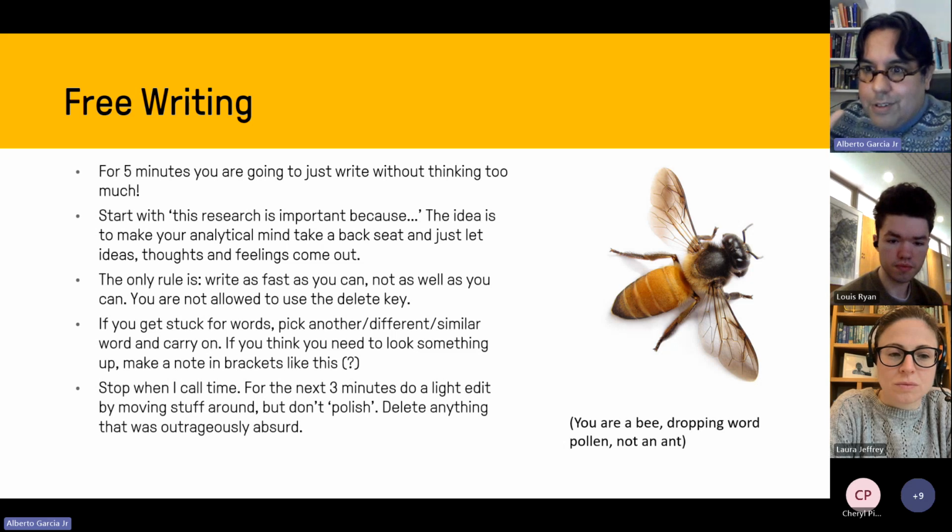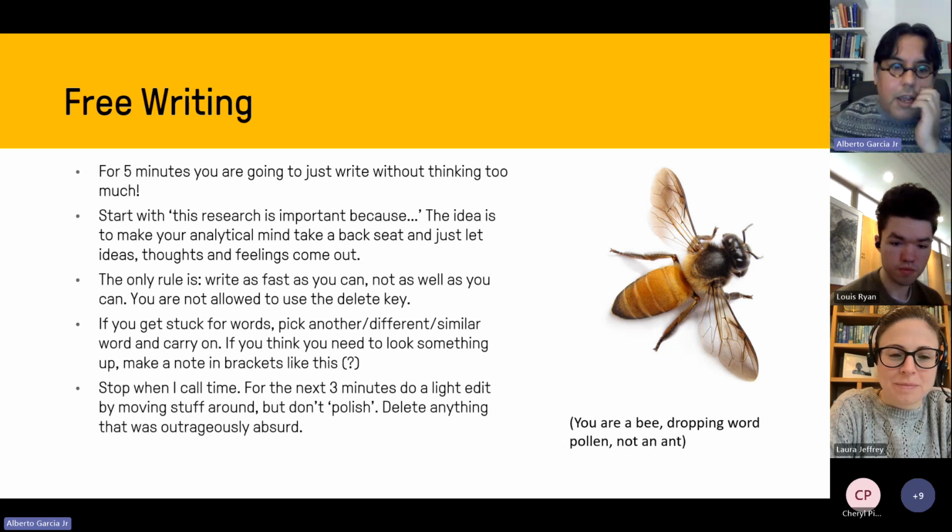Let your creative side come out a bit. The only rule is basically we're going to ask you to write as fast as you can. Basically, you can't press delete. We want you just to go into this idea generation thing. If you get stuck, basically pick another different similar word. Don't bother looking up words at this point.